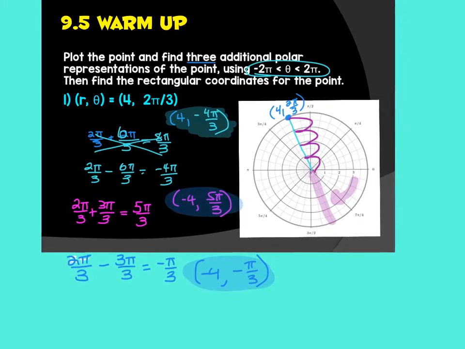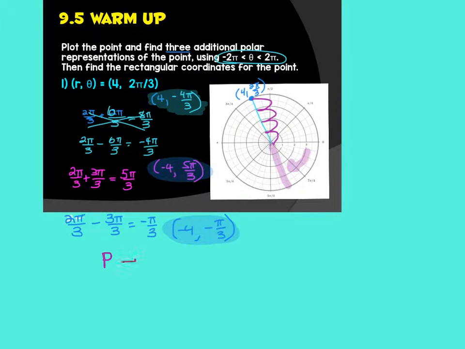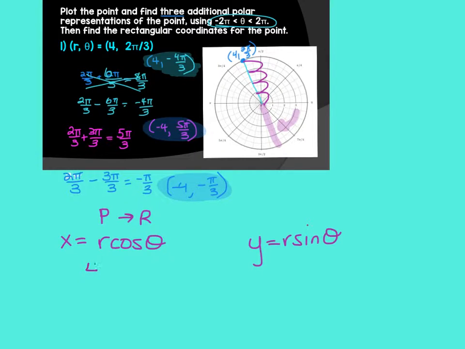The last thing on this says find the rectangular coordinates for the point. So remember, when we're converting from polar to rectangular, I'm looking for an x and a y, and x equals r times the cosine of theta, and y equals r times the sine of theta. So I'd get 4 cosine 2 pi over 3, and 4 sine 2 pi over 3.